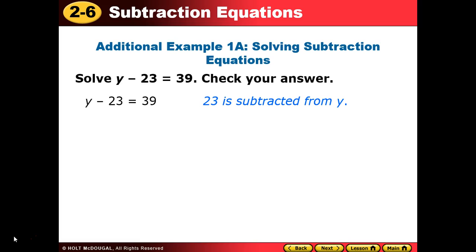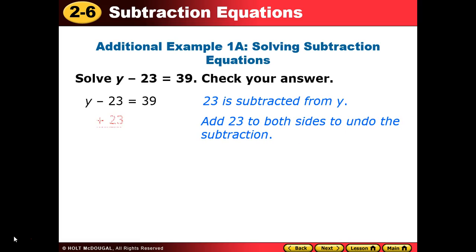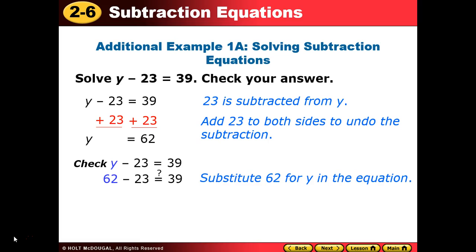We have the algebraic expression y minus 23 equals 39. And how do we undo subtraction? We do addition. So we're going to add 23 to both sides, and we get y equals 62. You can, again, check your work like you did in the last section by plugging your answer into the original equation. 62 minus 23 equals 39. Is that true? Yes. 39 equals 39, and you're correct.